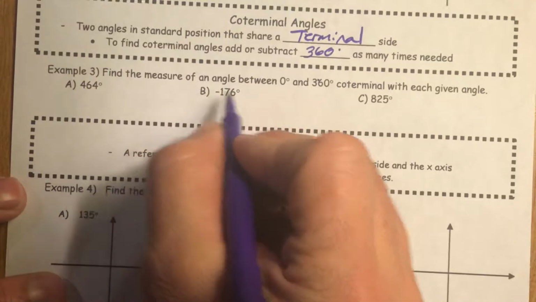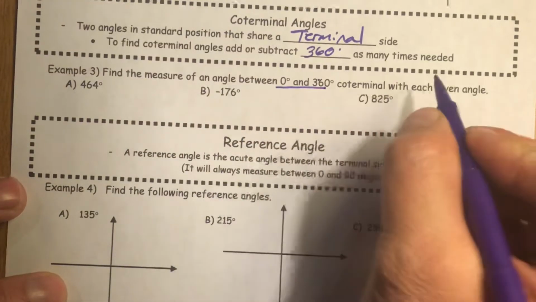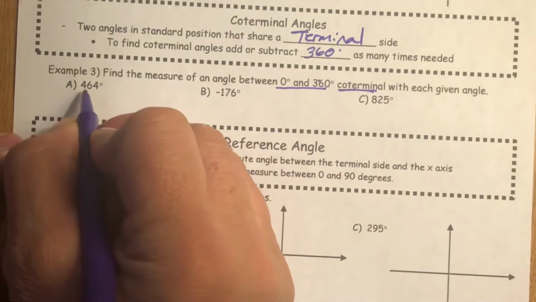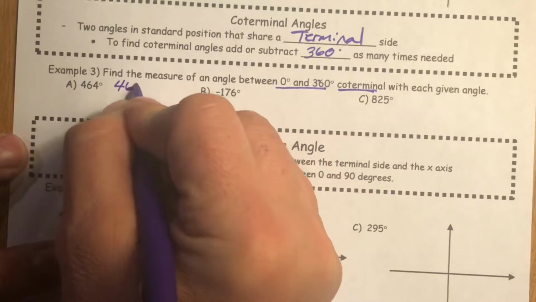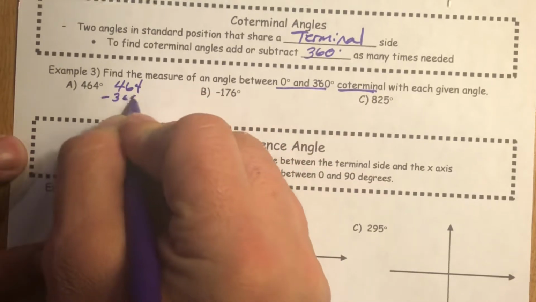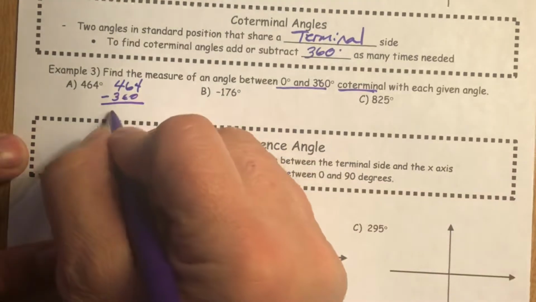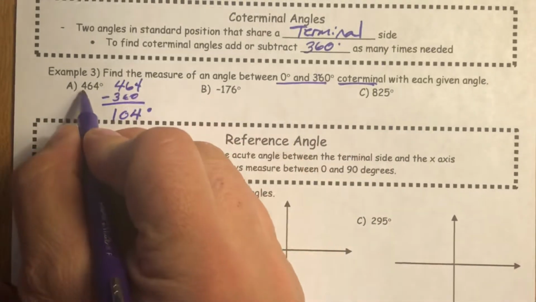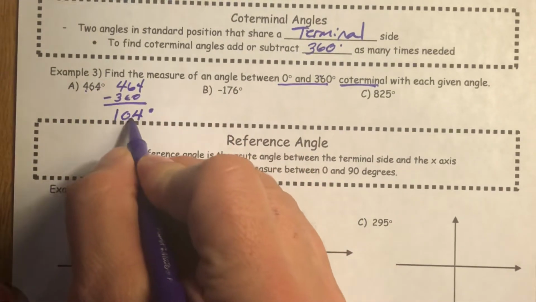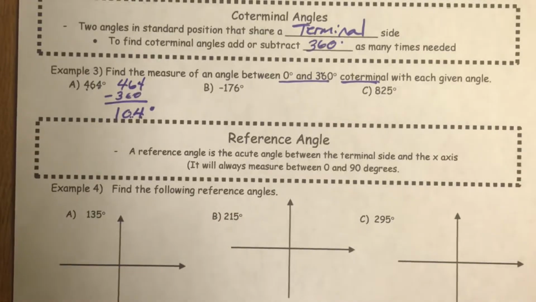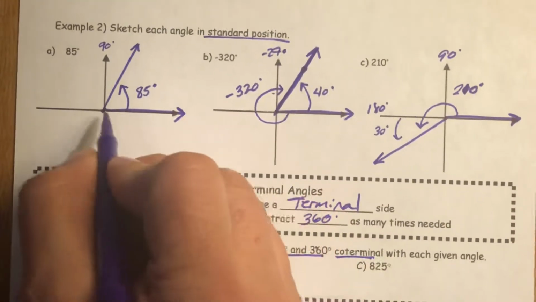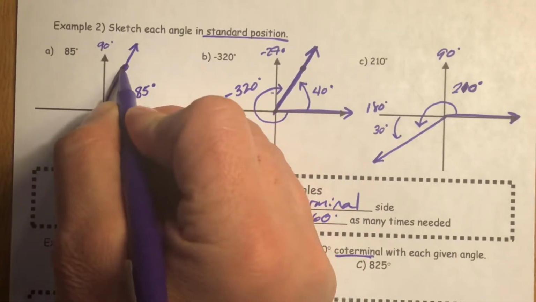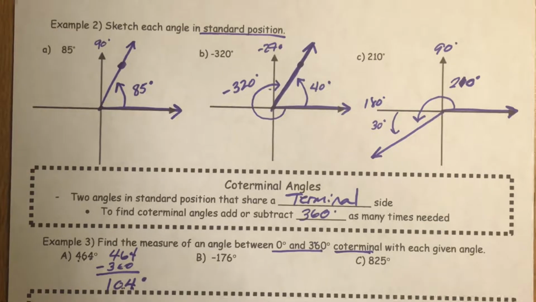Example 3, find the measure of an angle between 0 and 360 coterminal with the given angle. All right, so 464. So I'm going to take 464, I'm going to subtract 360. That gives me 104 degrees. So 464 and 104, those are coterminal. That means if I were to put them both in standard position, they'd both land in the exact same spot. They would share that terminal side.